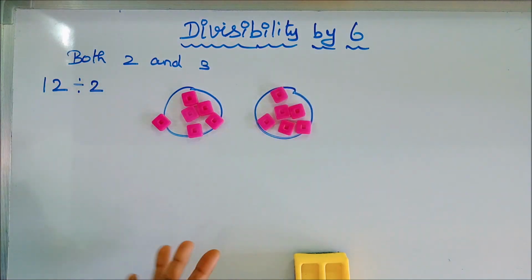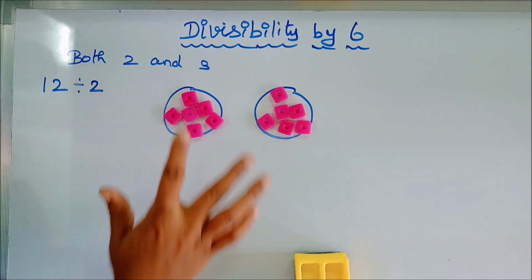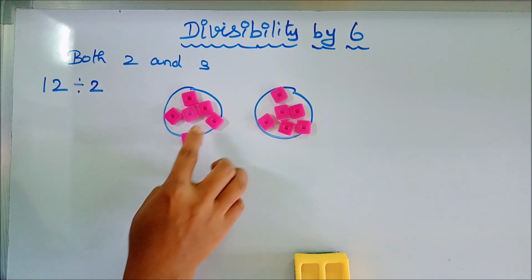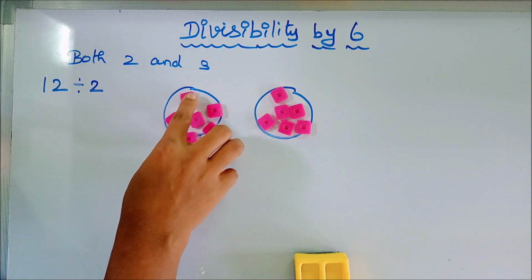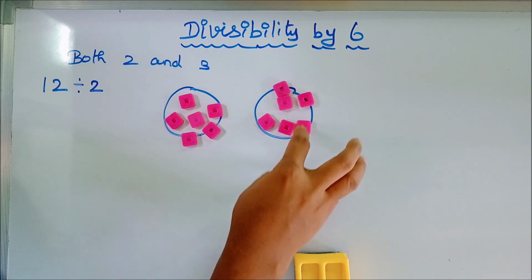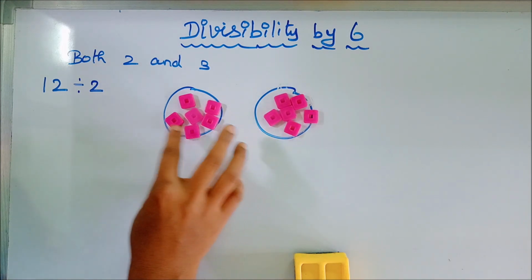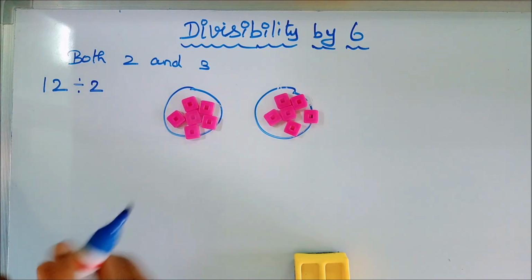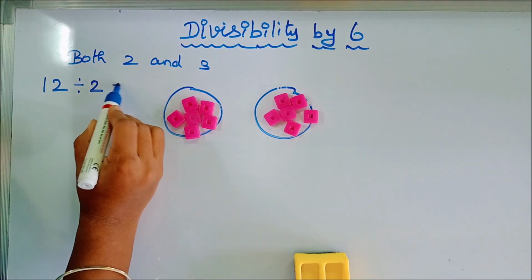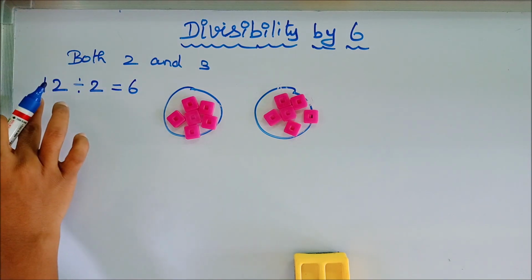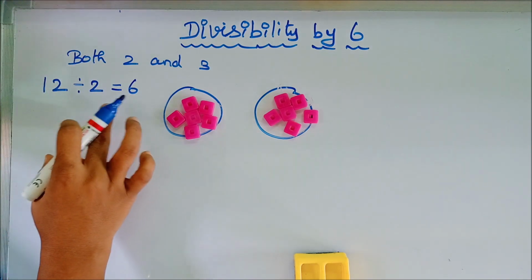See, there is no remaining pieces. Next, we have to count how many shapes in each set. See, 1, 2, 3, 4, 5, 6. Thus, in each set, we have 6 shapes. Thus, we can say 12 divided by 2 equal to 6. From this, we can say the number 12 is divisible by 2.